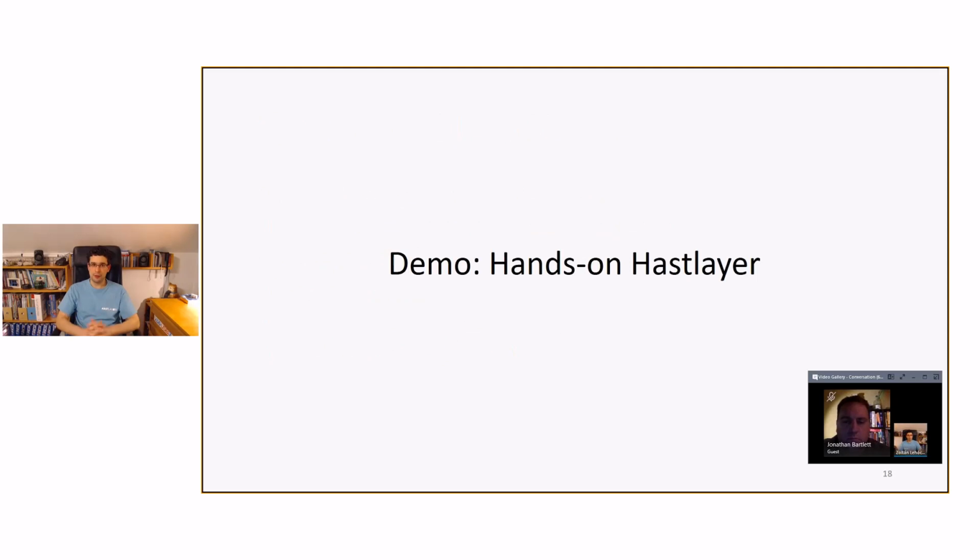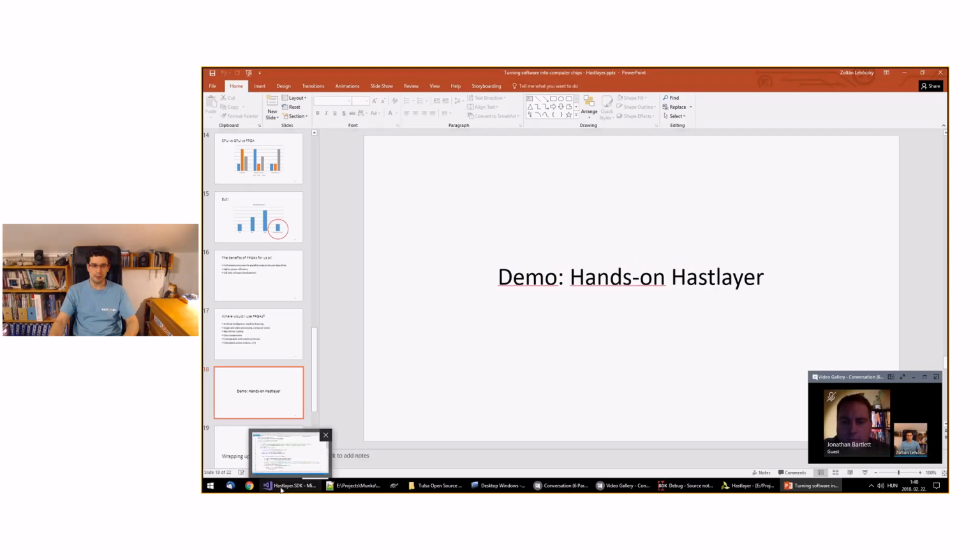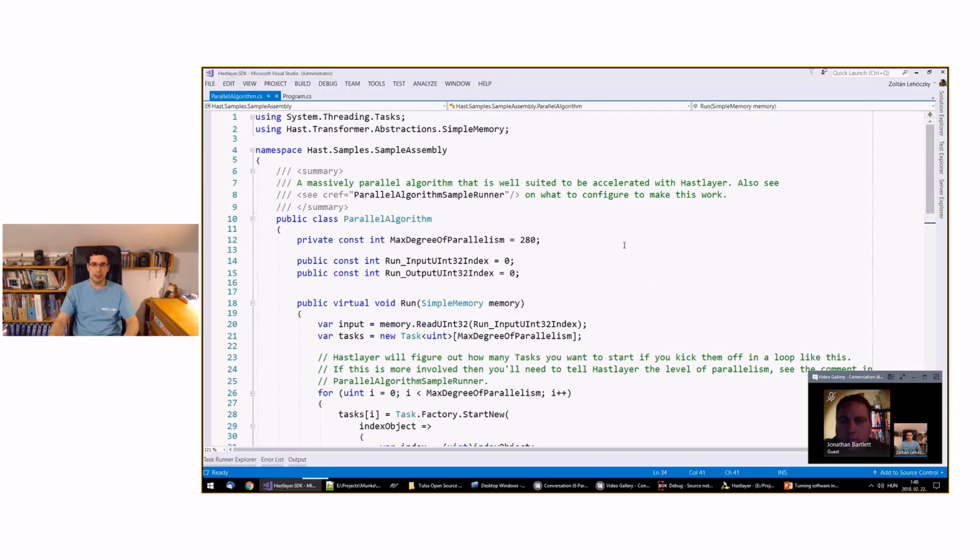Okay, a lot of talk until now. Let's see a demo and let's see how you would work with Hastlayer. So now I'm opening Visual Studio, and what we see here, as the name also suggests, is a parallel algorithm. This is a kind of exaggerated example of the class of algorithms that are suitable to be accelerated with Hastlayer. So it's not something from real life.